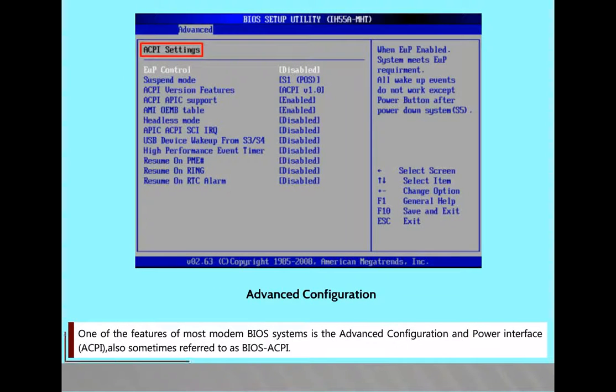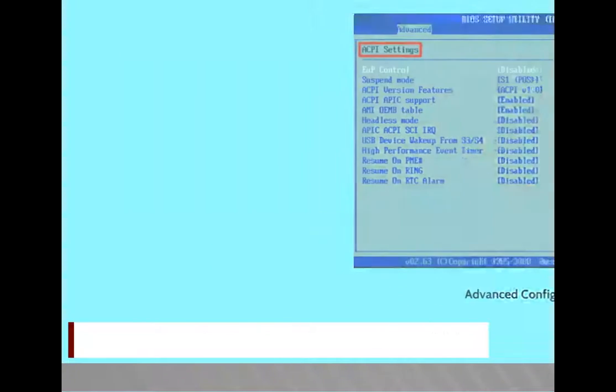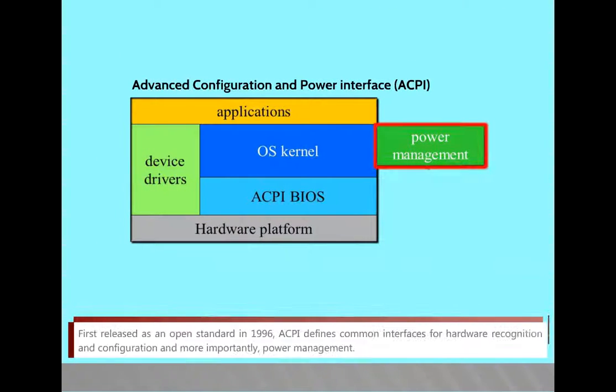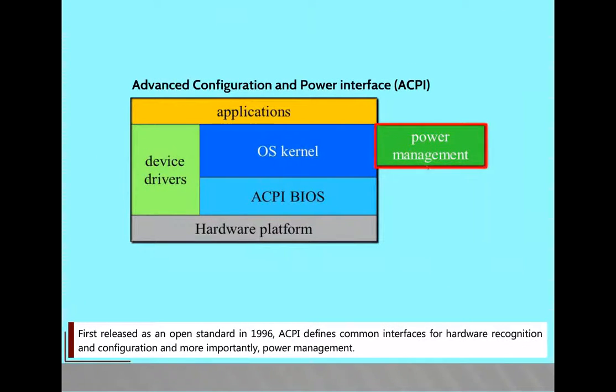One of the features of most modern BIOS systems is the Advanced Configuration and Power Interface, that is ACPI, also sometimes referred to as BIOS ACPI. First released as an open standard in 1996, ACPI defines common interfaces for hardware recognition and configuration and, more importantly, power management.